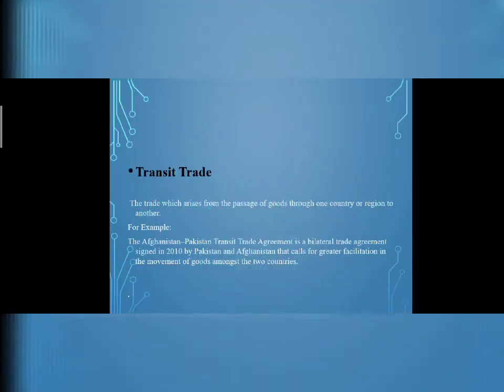Now, transit trade. Transit trade is a type of trade in which only the route of the country is used for sending the goods to their destination. For example, China is utilizing the route of Pakistan to send the products of China to other countries, to America or Central Asia. So, transit trade is when a country is involved only through its route, nothing else.